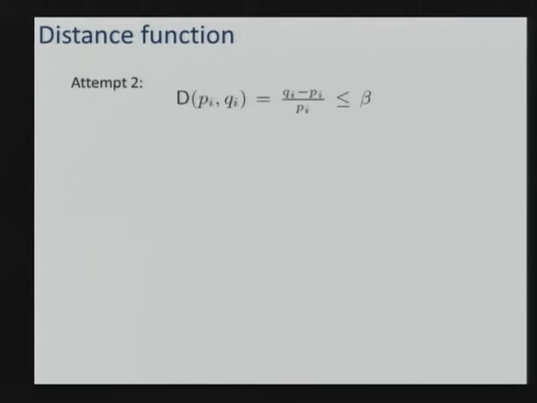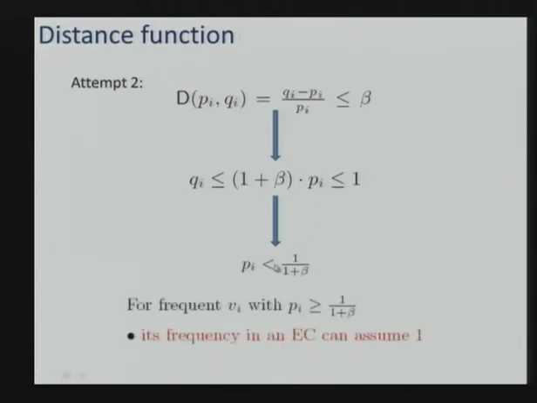Therefore, we consider relative distance. By such a relative distance function, we can reach this inequality, and this inequality will be meaningful only when pi is smaller than 1 over 1 plus beta, because when pi is larger than 1 over 1 plus beta, then qi can be as big as 1. If qi is equal to 1, then in an equivalence class, all the sensitive values of all the tuples will be the same value, and the privacy of the users would be disclosed.